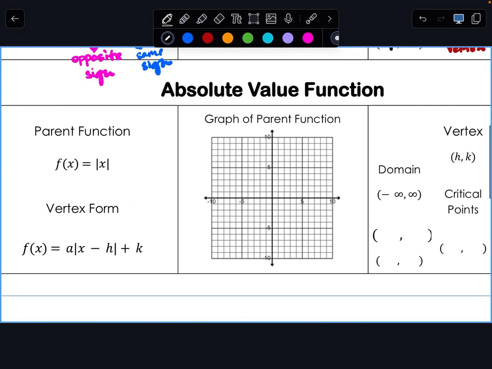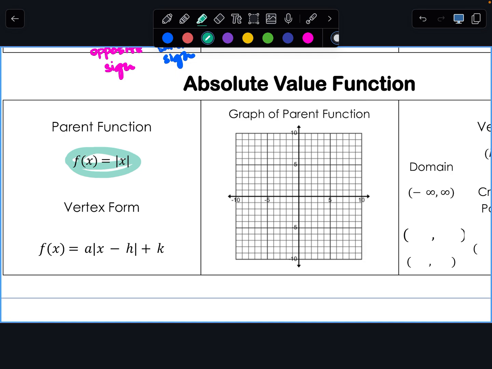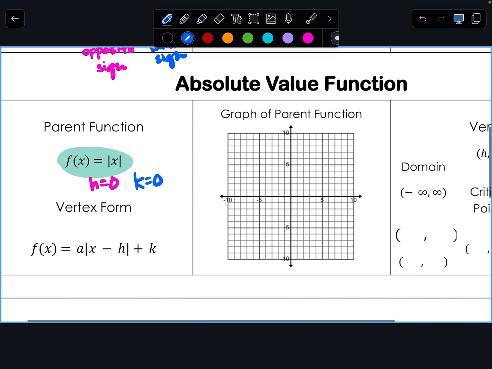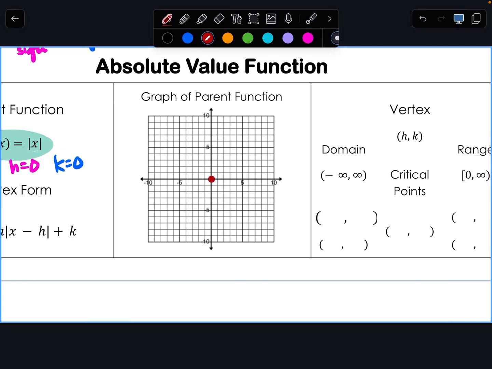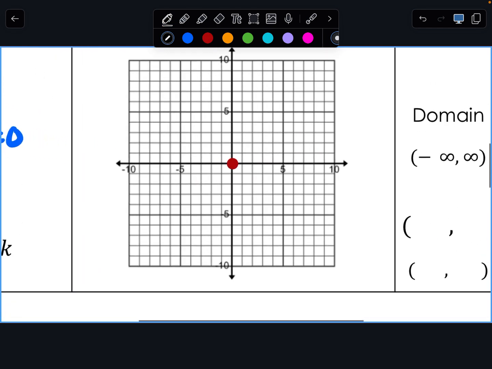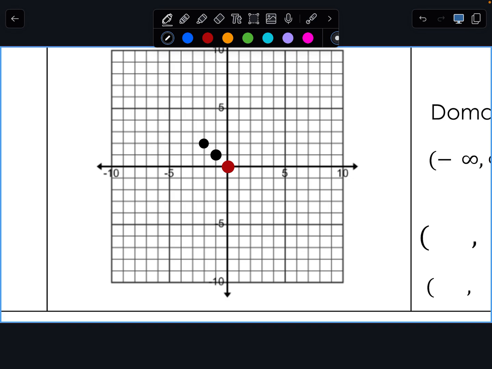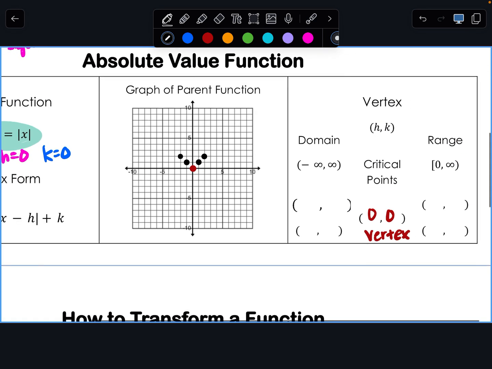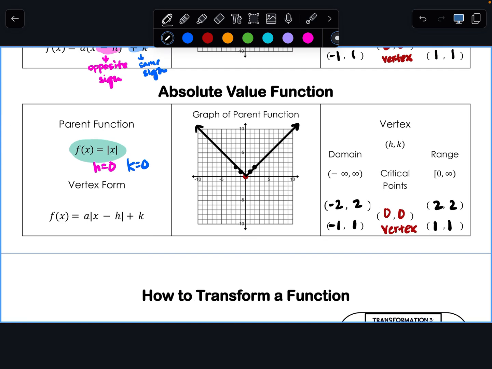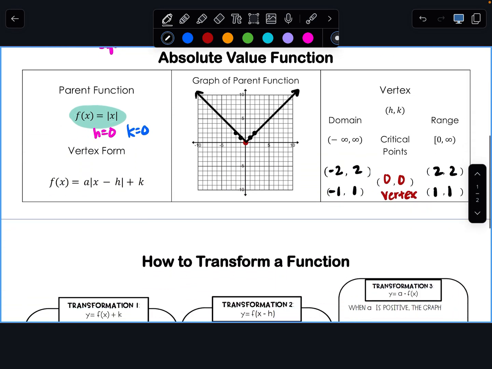Let's talk about absolute value. The parent function would be f of x equals the absolute value of x, where, again, h is 0 and k is 0. So my vertex would be at the origin, 0, 0. Now in an absolute value function, if you made a table, your other 4 points would be negative 2, 2, negative 1, 1, 2, 2, and 1, 1. That's going to be your starting point before any transformations.